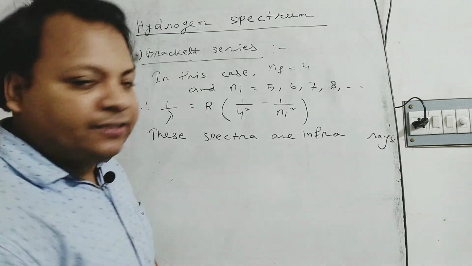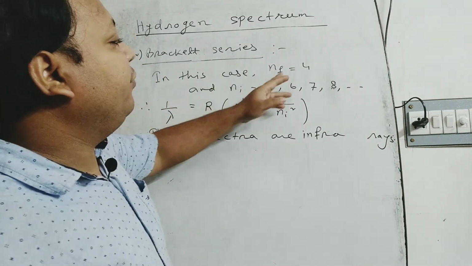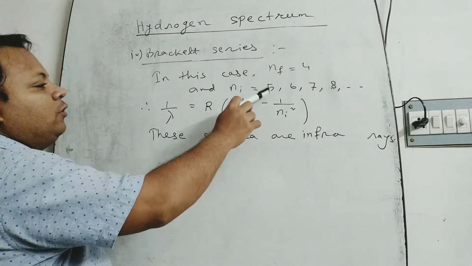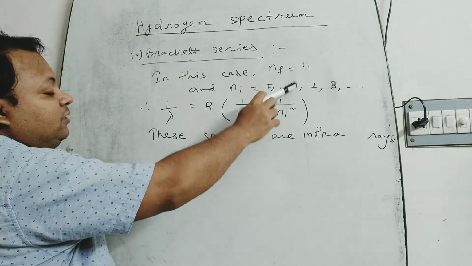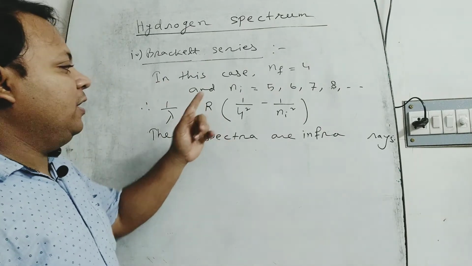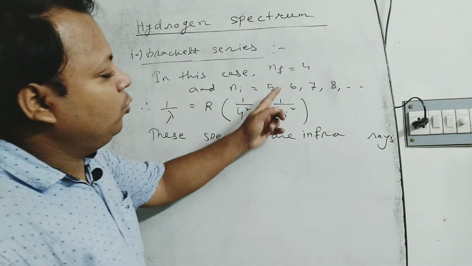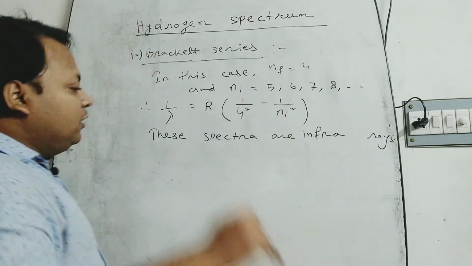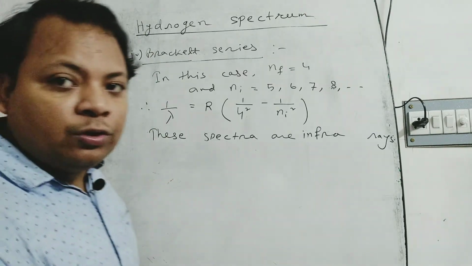Next, Brackett series. In this case, Nf is equal to 4 and Ni is equal to either 5 or 6 or 7 or 8. Here 1 by lambda is equal to capital R into 1 by 4 square minus 1 by Ni square. These spectra are also infrared.